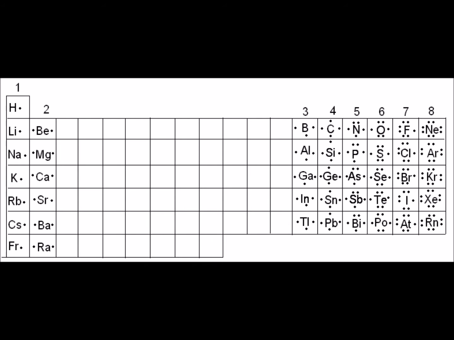Aside from the blank portion of the table, all of the columns are numbered. Those numbers represent the number of valence electrons each element has. For example, oxygen is in the 6th column of the periodic table and it has 6 valence electrons.